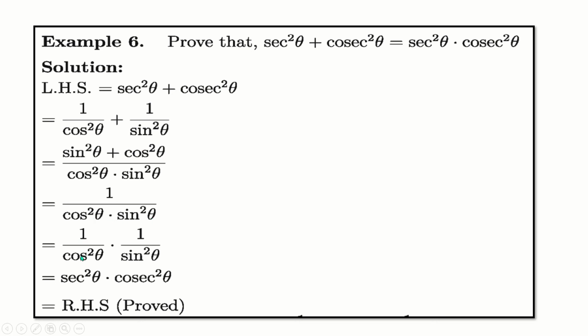Now write it separately: here will be 1 by cos square theta, here also 1 by sin square theta. So this is equal to sec square theta into cosec square theta. This is equal to the right hand side. Proof is complete. Very easy. Just you have to know the formula. Otherwise, math will be very difficult for you.